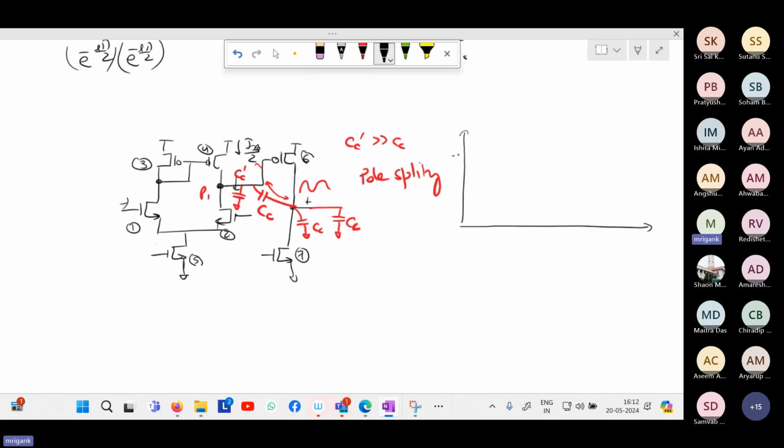Now, earlier, maybe your curve was something like this. Now, in the modified scenario, how is this curve going to look like?